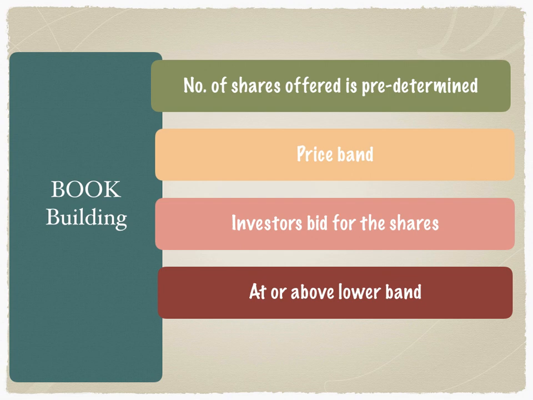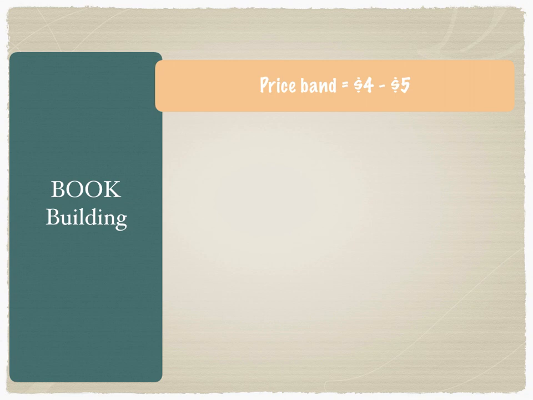They can bid for the shares at or above the lower band, at or below the higher band. Okay? So it's within the band that investors have to bid for these shares. The book building process, let's say, for example, the price band, after doing a comprehensive valuation exercise, the investment banker has decided that the price per share of a company can be anywhere between $4 and $5.